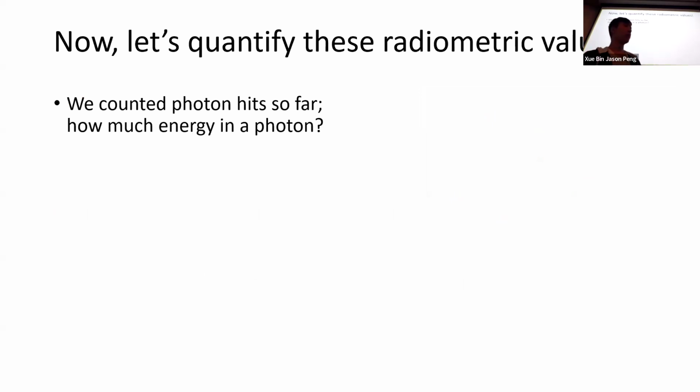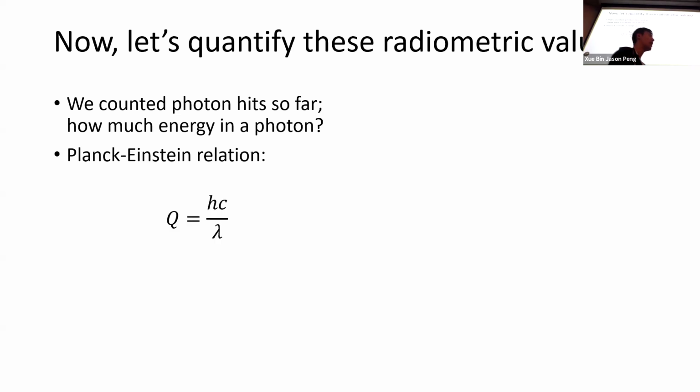Okay. Since what we care about is how much light energy arrives at a particular point on the surface, one of the things that we have to determine is how much energy is carried by a single photon of light. To determine the amount of energy that's contained within a photon, we can use the Planck-Einstein relation. Here Q represents the energy that's contained by a single photon, and this can be determined by a few quantities.